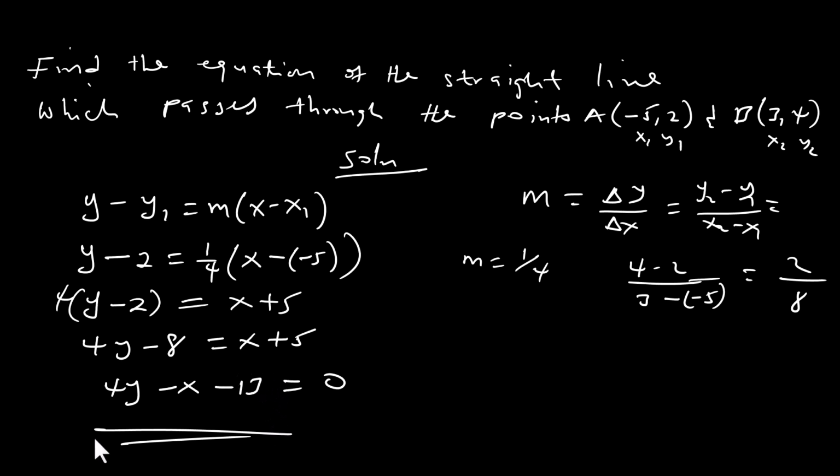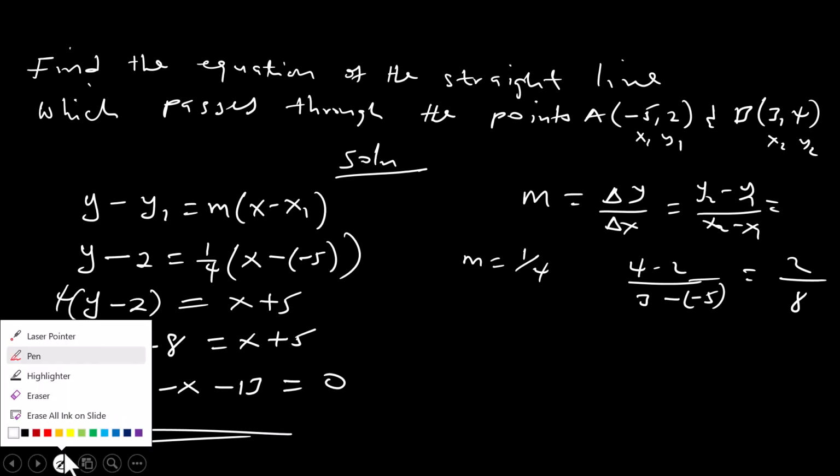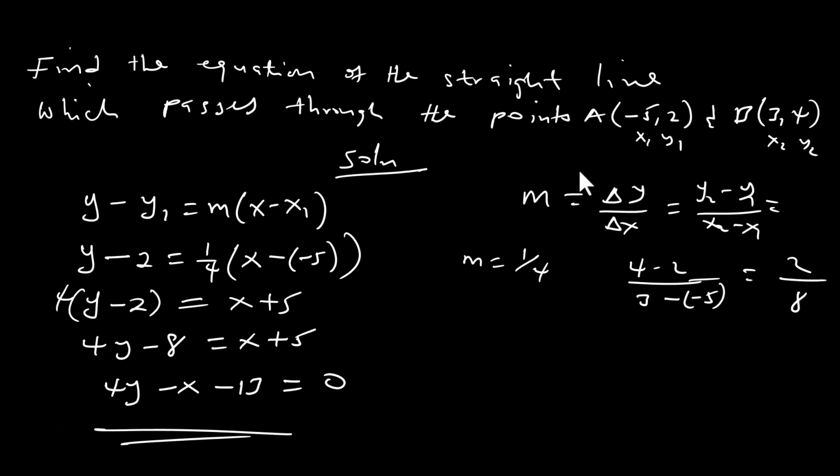So that's that. Go ahead and try this. Let me change the points: we have (5, 4) and (3, minus 5). Go ahead and try this, then put the answer under the comment section below.